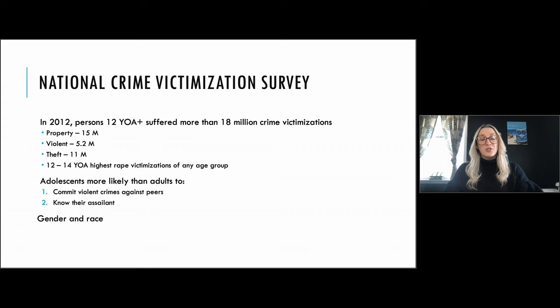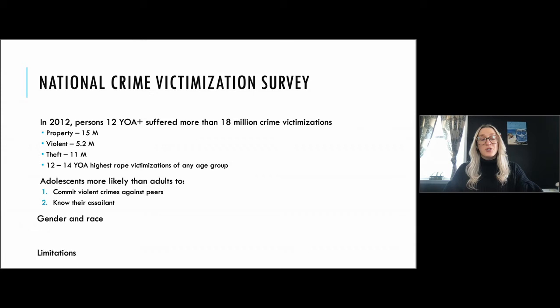Looking at gender and race, males were more likely to be victims of violent crime, where females were more likely to be victims of sexual assaults. Similarly, African Americans were several times more likely to be victims of violence overall.